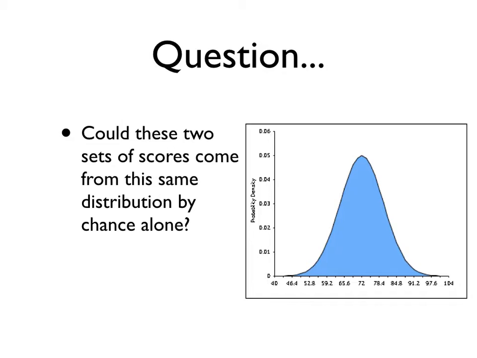I think I've got a standard deviation here of about 4. Maybe 5. I made up this distribution. We would not normally know this in advance. But could these two sets of scores have come from this distribution? Both of them.